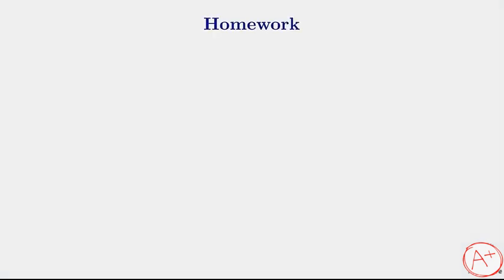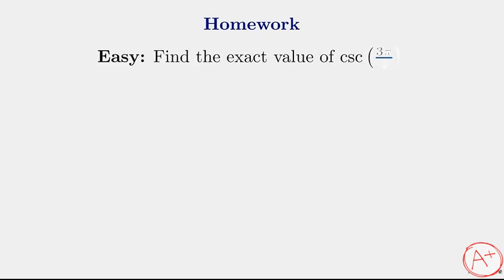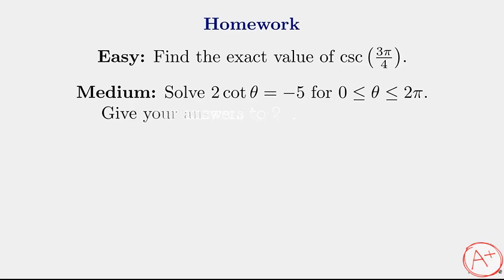It is time to test your understanding. Please pause the video and attempt these 3 questions. Easy. Find the exact value of cosecant of 3 pi over 4. Medium. Solve 2 cotangent theta equals -5 for theta between 0 and 2 pi. Give your answers to 2 decimal places.